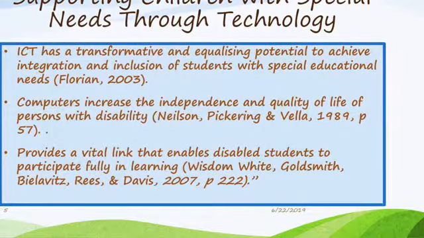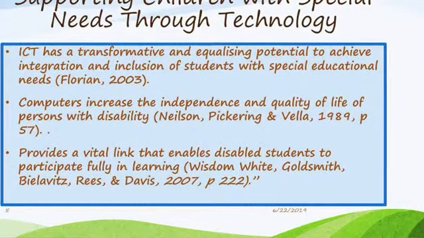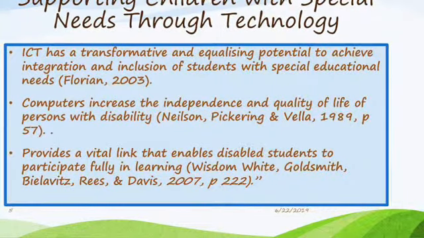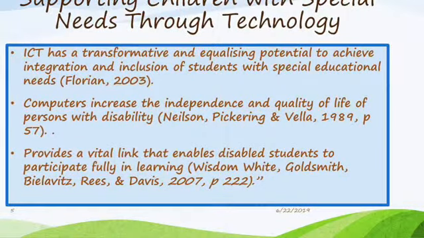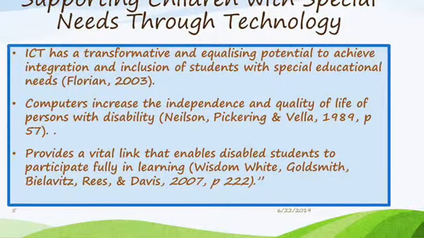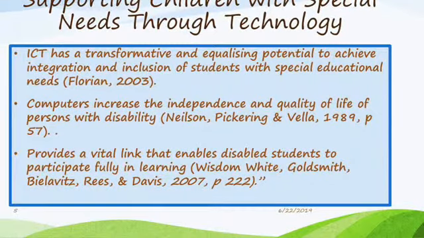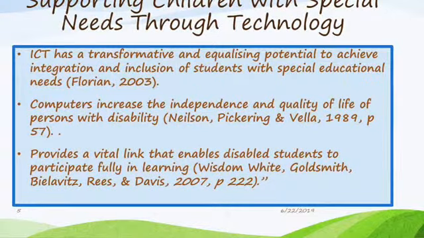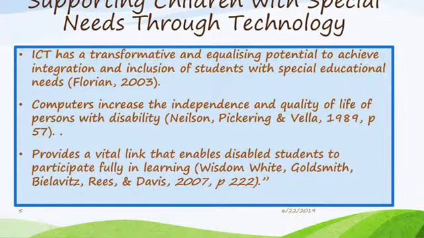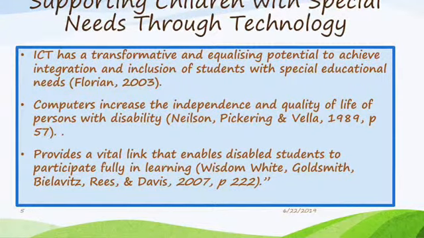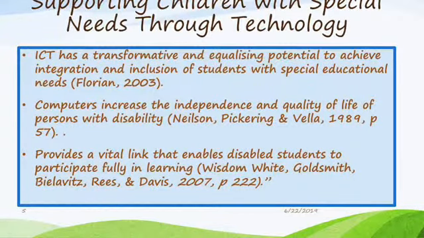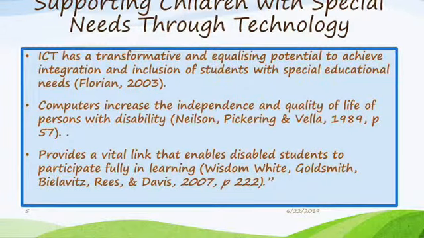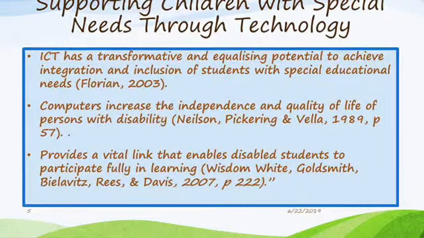What has research said about children with special needs using technology? Well, research has said that children should be supported using technology. ICT has a transformative and equalizing potential for efforts to achieve integration and inclusion of students with special educational needs in mainstream classrooms and society. In the last several decades, ICT has become an important part in the design of inclusive learning environments in mainstream schools and classrooms, with teachers in mainstream classrooms involved in ICT-supported learning for children with special needs.